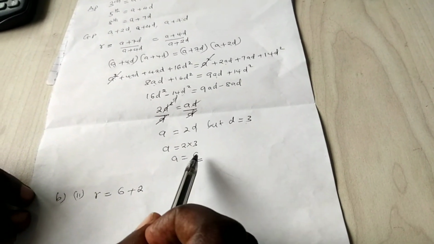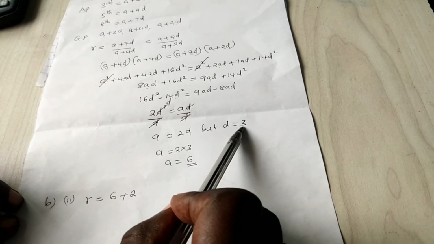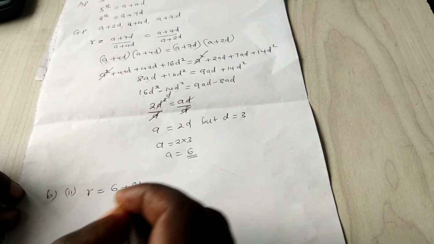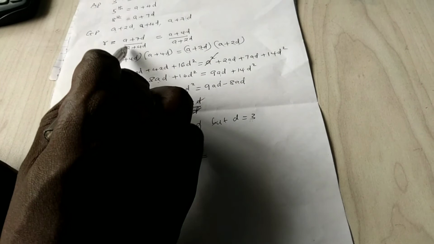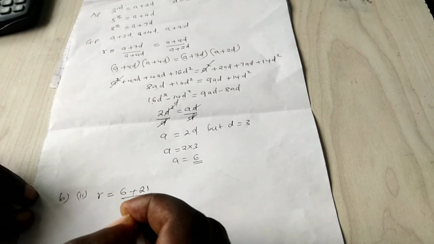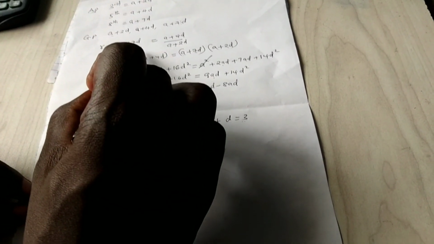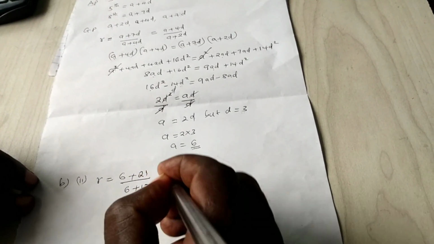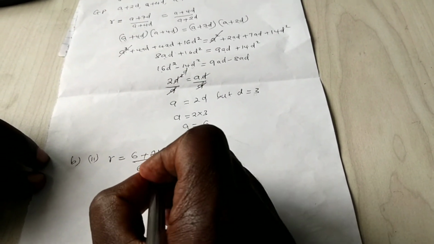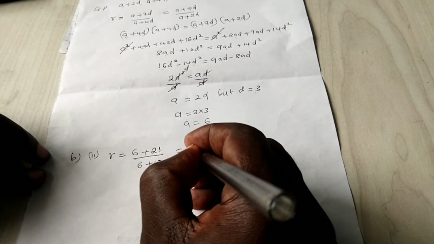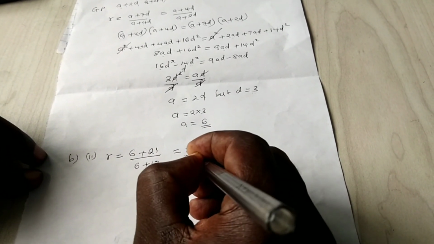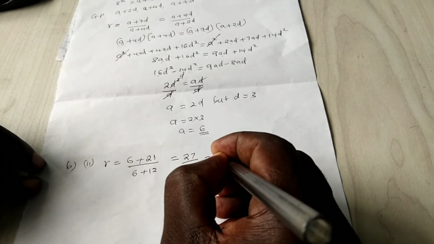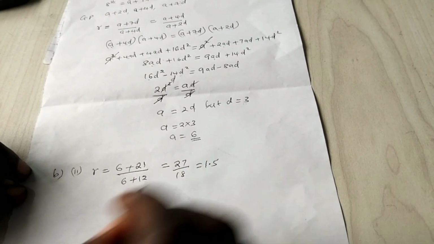That is 7 times D, which is 21, divided by the value of A, which is 6, plus we have 4 times D, and our D is 3, that will give us 12. This is equal to 21 plus 6 will give us 27, divided by 18, and when you divide it, this one will give you 1.5.